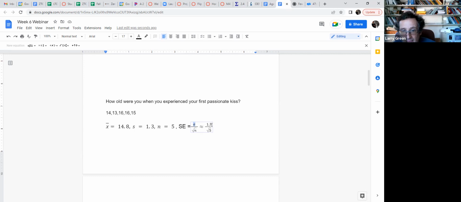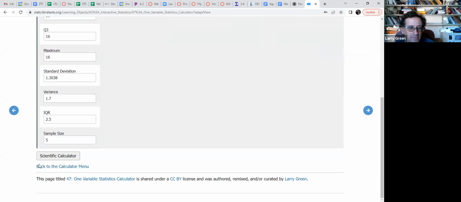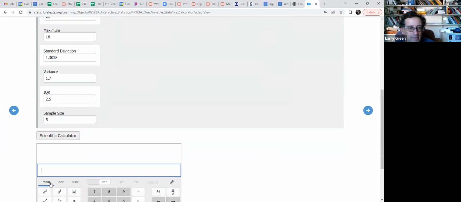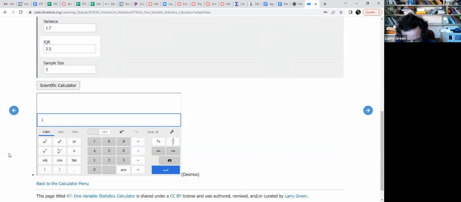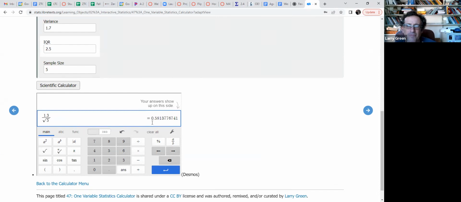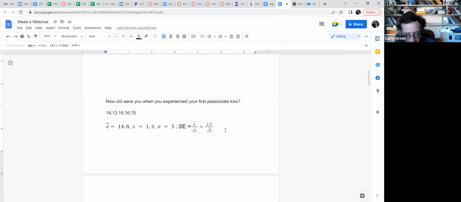Okay, and then 1.3 over root 5. We can pop that in. 1.3 divided by the square root of 5. And you get about 0.58. And there's our standard error. Any questions on that?